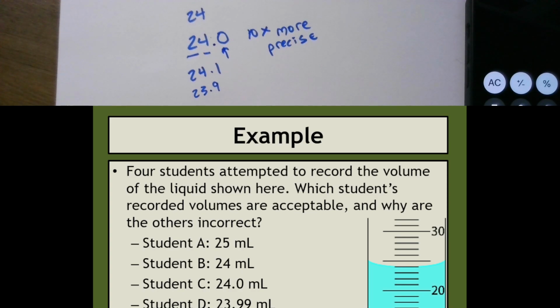So that means of these, student C is the one we agree with. He is correct. Student A and B are not using all of the precision available. Their answers are not precise enough. Student D is 23.99. We don't have the technology for that, right? We don't have the instrument for that. Okay? We could say 23.9 maybe, or 24.0, but 0.99 is far too precise for the information we actually have.